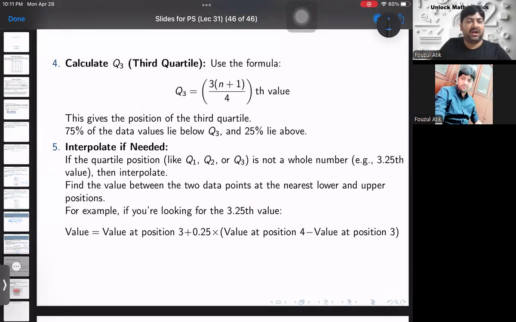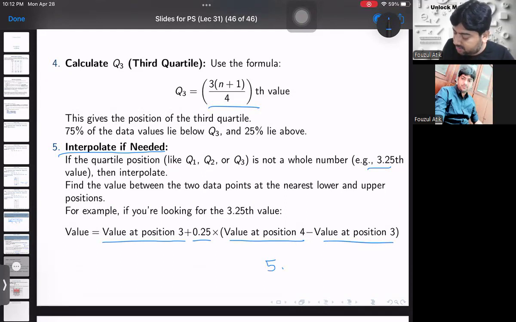As I mentioned, if 3 times (n plus 1) by 4 is not an integer, suppose it is 3.25, you have to interpolate to get the value. So the value is the value at position 3 plus 0.25 times (value at position 4 minus value at position 3). Now, again, suppose Q2 is the 5.50th value of the data set. This is not an integer, so we have to interpolate the value.